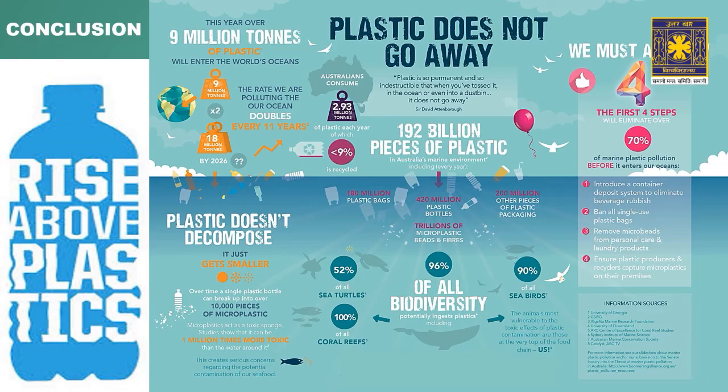Lastly, in conclusion, we can say that we have to rise above plastic, and there are many statistical implications. As you can see, near about 180 million plastic bags, 120 million plastic bottles, and 200 million other pieces of plastic packaging are released into the environment. Every year 9 million tons of plastic enter the ecosystem, and every 11 years this is going to double.